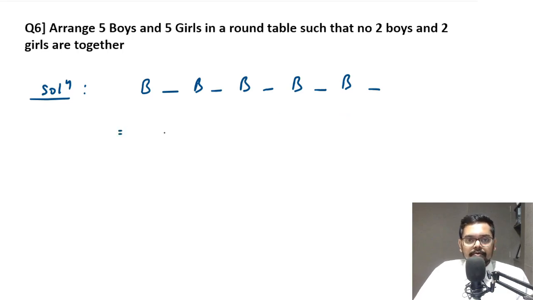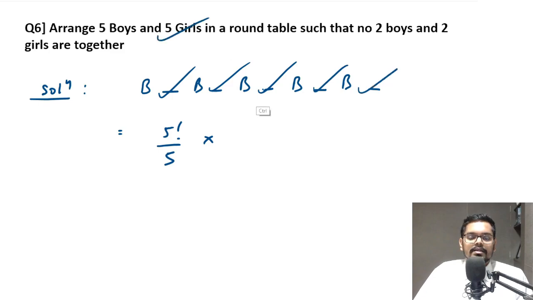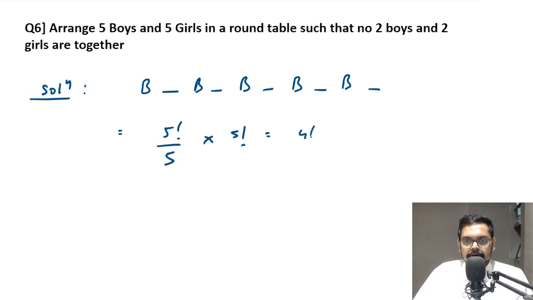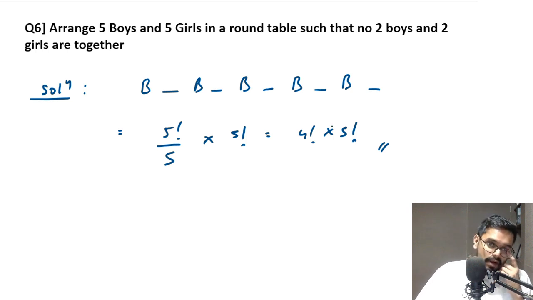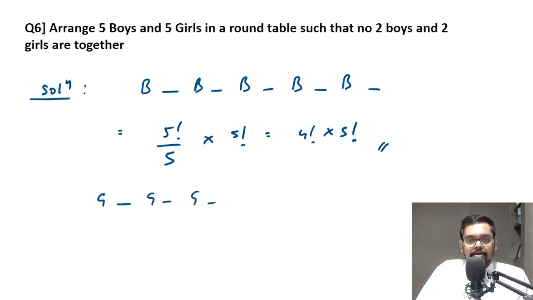So boys arrangement I can make it as 5 factorial by 5, 1 time circular, and then the question is linear. So 1 2 3 4 5, 5 vacancy, 5 girls, linear arrangement 5 factorial. So the answer is 4 factorial into 5 factorial. This is 4 factorial, this is 5 factorial, right? Now some student will have doubts, sir, why you started with the boys? You can also start with the girls, right? You can say girl dash girl dash girl dash girl dash girl dash, right? In this way, so it should be 2 times of this thing.